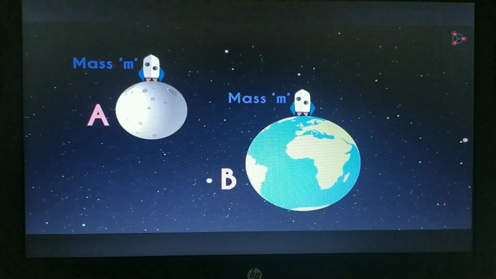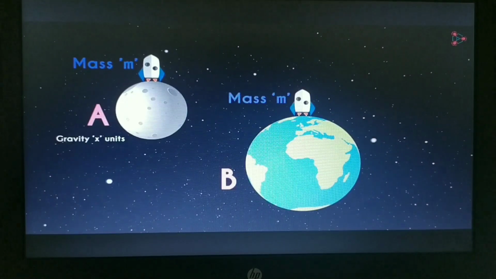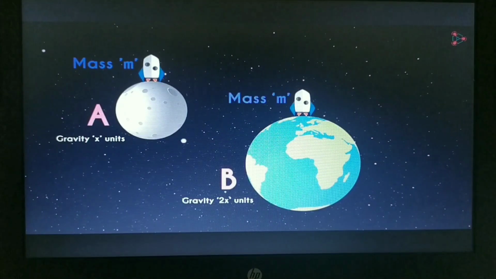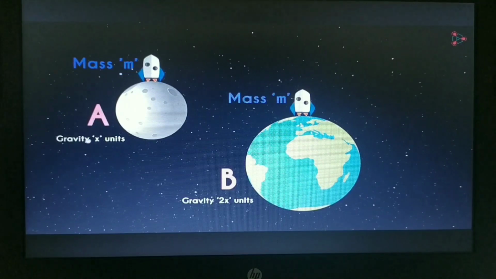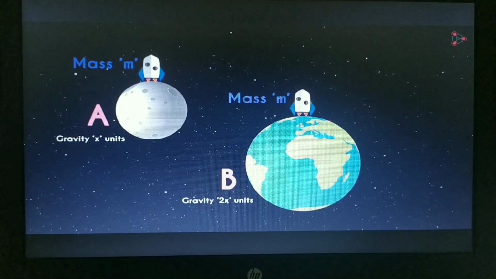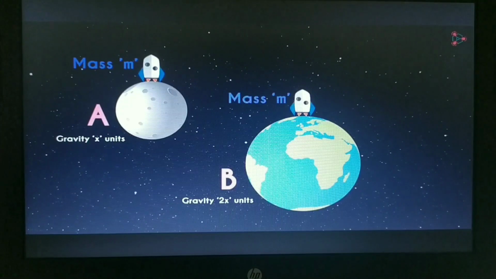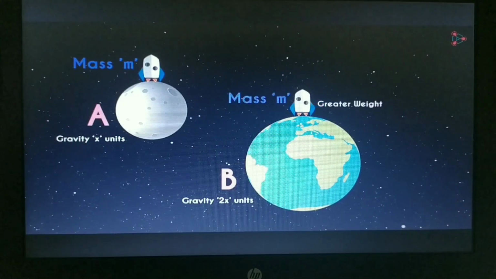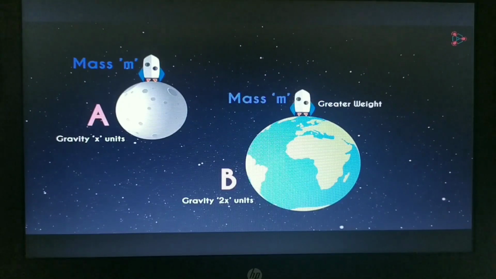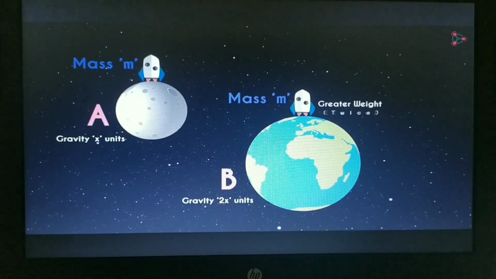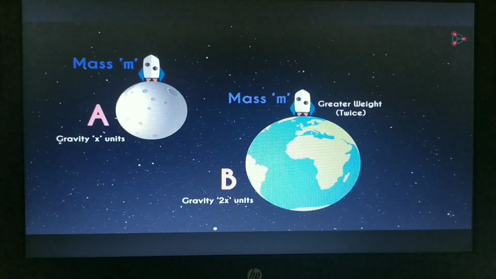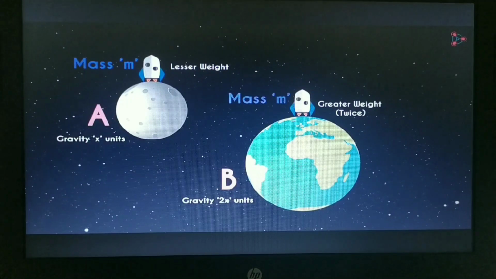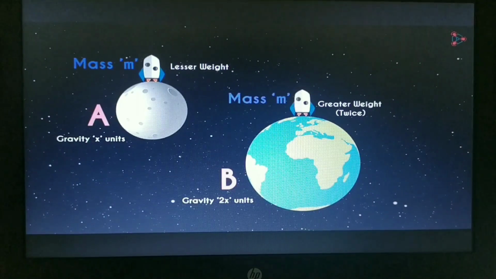In place A, the pull of gravity is x units, and in place B, the pull of gravity is 2x units. Clearly, the pull of gravity is stronger at place B. Now understand this well. The mass of the object will be m at both places, but the weight of the object will be greater at place B because the pull of gravity is stronger. As the gravity is twice as big, the weight of the object will be twice as much at place B as compared to place A. So the weight of an object is a measurement of gravitational force acting on it.